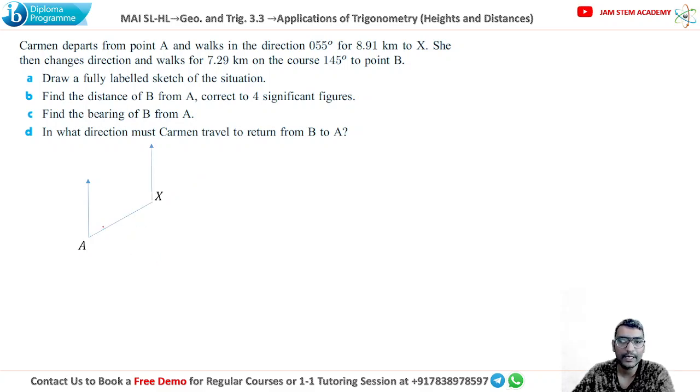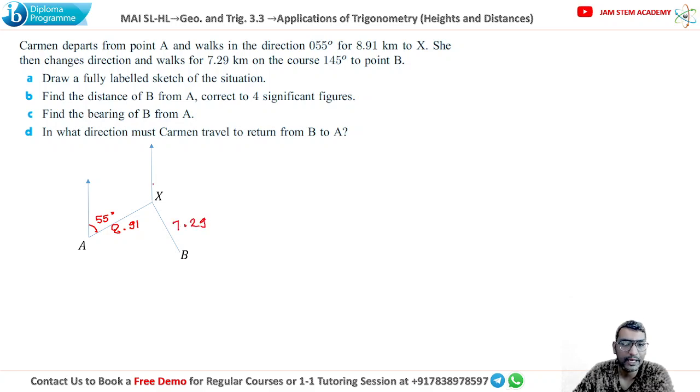Now this angle is 55 degrees as I said, and the distance AX is also given as 8.91. Now it says she then changes direction and walks for 7.29 kilometers on a course of 145 degrees to the point B from X. The bearing angle is 145 degrees. So this one is more than 90, right? So 145 degrees to reach the point B. Here is the point B, and what is this distance?